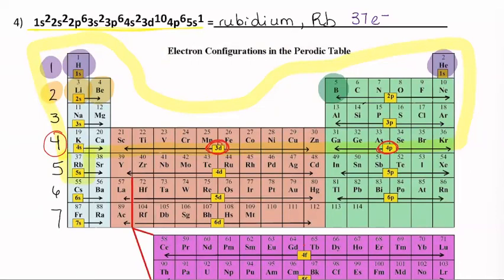So, any questions when it comes to electron configurations and determining the element symbol, or how many electrons are in a particular electron configuration? Because if you guys understand that concept, you will be able to answer this in the exam.